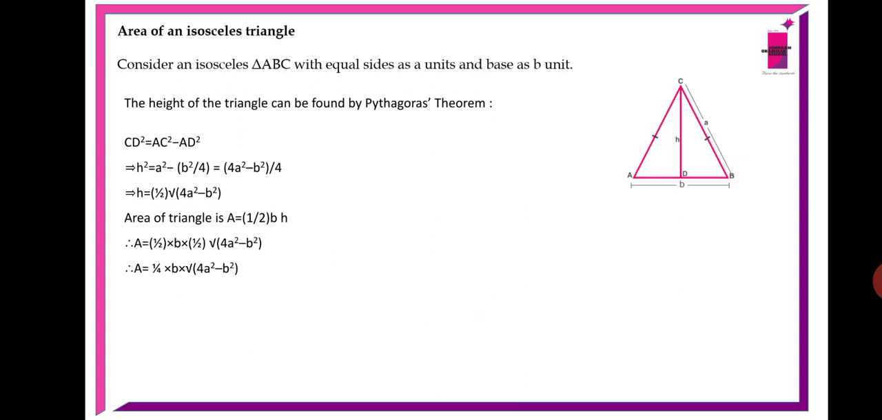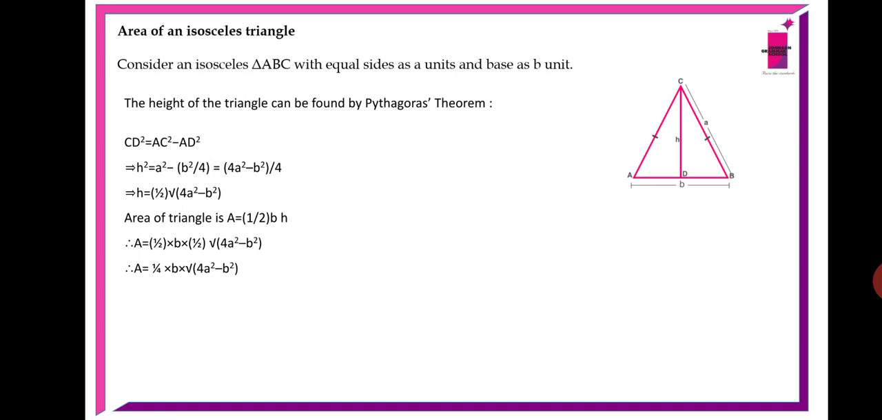Now, similarly, we can calculate the area of an isosceles triangle. Consider an isosceles triangle ABC with equal sides as a units and base as b units. Now, the height of the triangle can be found by Pythagoras theorem. You can see the base is divided into two equal parts by the median. For an isosceles triangle, for the non-equal side, the median and altitude will be the same. So similarly, CD will be the bisector of AB. So CD square equal to AC square minus AD square.